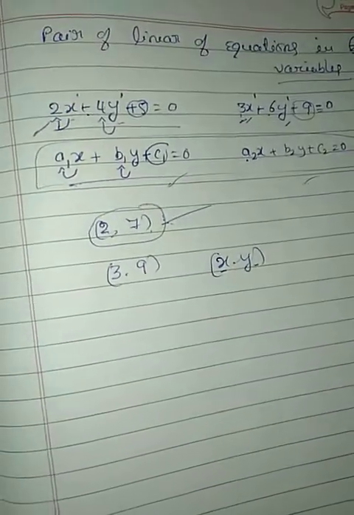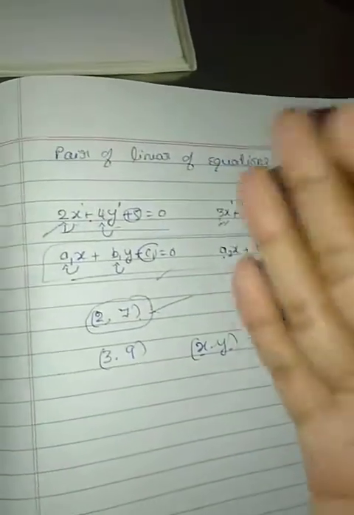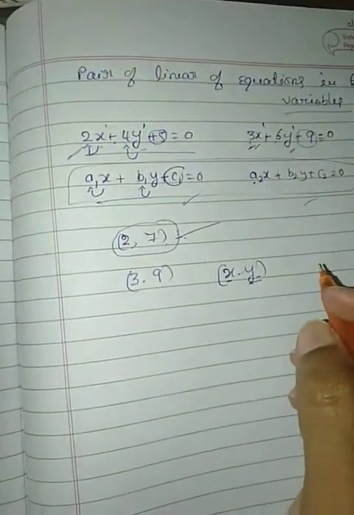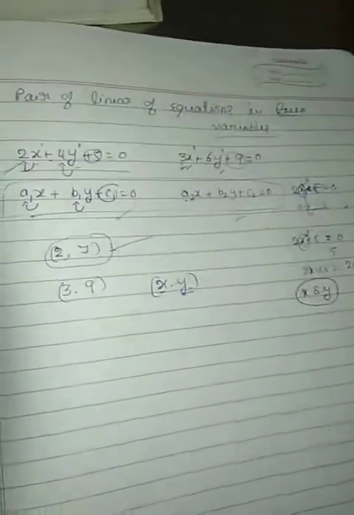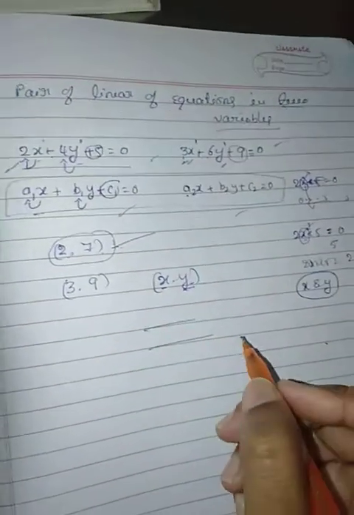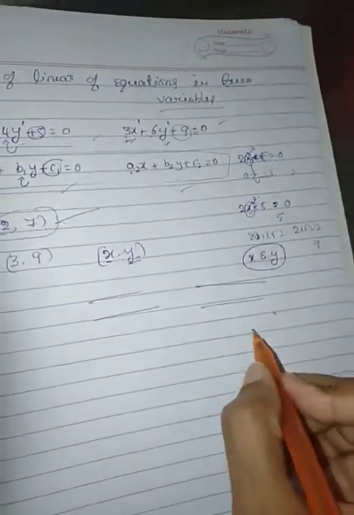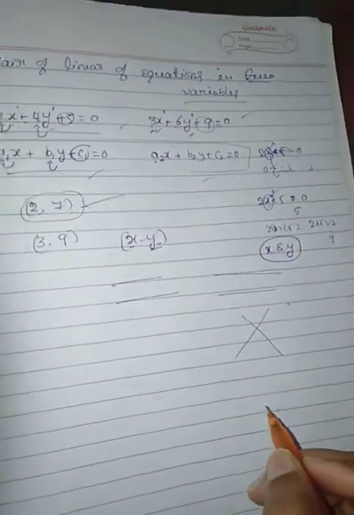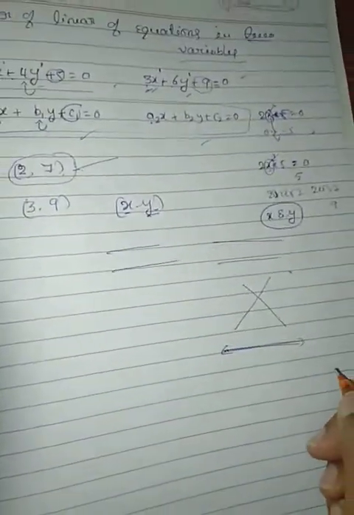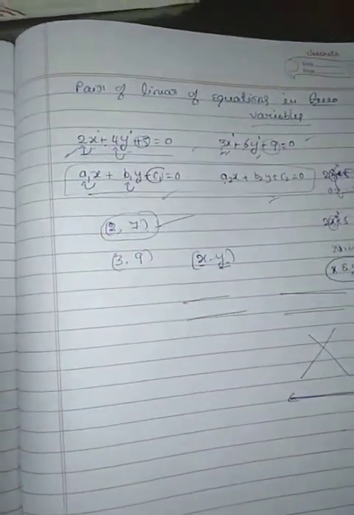These equations will give some solutions, that is x comma y. These points are represented on the line. Here there are two equations, so we will get two lines. These lines may be parallel, or these lines may be intersecting each other, or these lines may be coincident, like that.